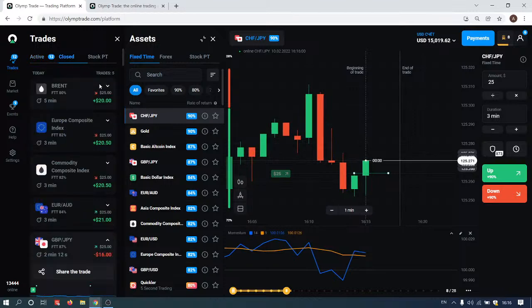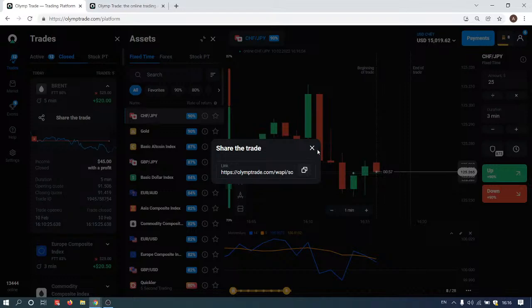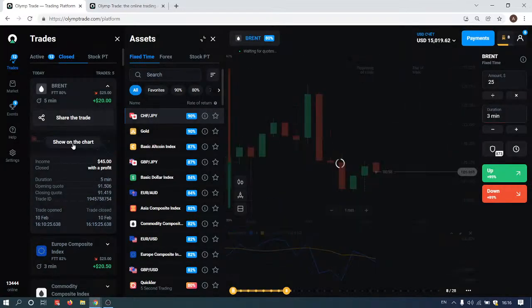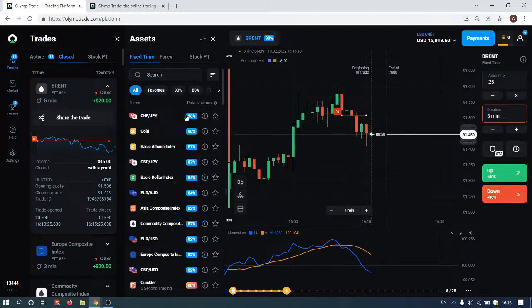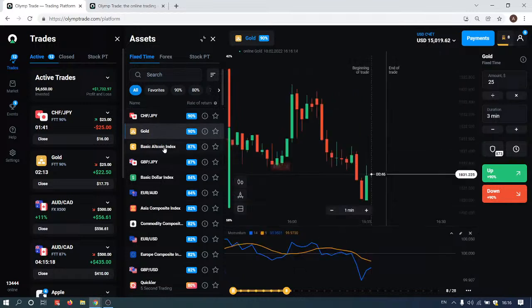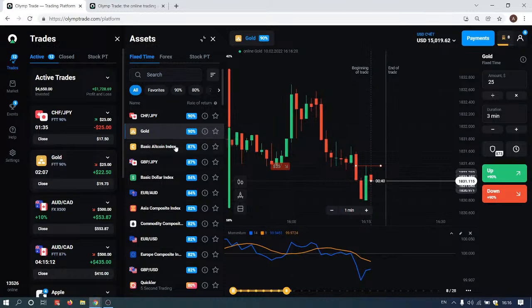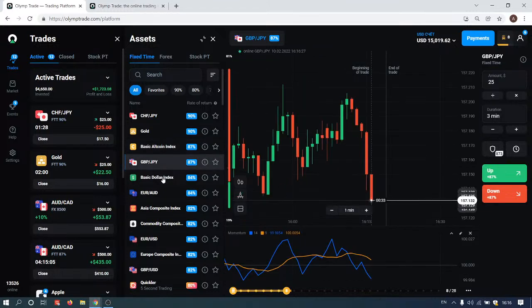All right, so my trade on Brent closes. Okay, so now let me show it on the chart. I have to click here, and yeah, this trade closed with a profit. Now, two trades. Okay, if it were a 3-minute trade, then it would already have closed with a profit by now. But fortunately, I opened it for 5 minutes.